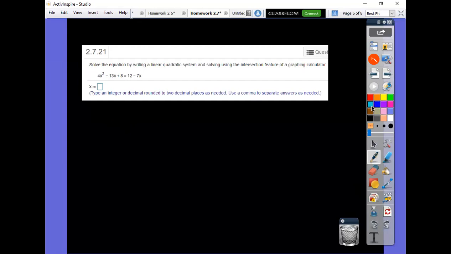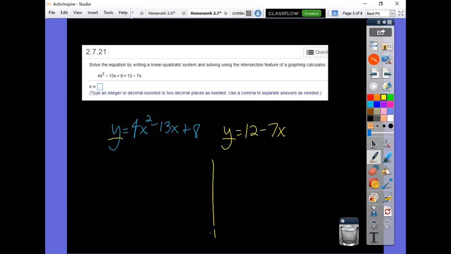So for the first equation, we're going to use y equals 4x squared minus 13x plus 8, and for the second equation, we're going to use y equals 12 minus 7x. Now, a real important thing here is I added these y's in just to help me solve the problem. Was there a y in the original equation, though? No. So when I graph these on a coordinate graph and look for where they intersect, my solution is not anything to do with the y's.